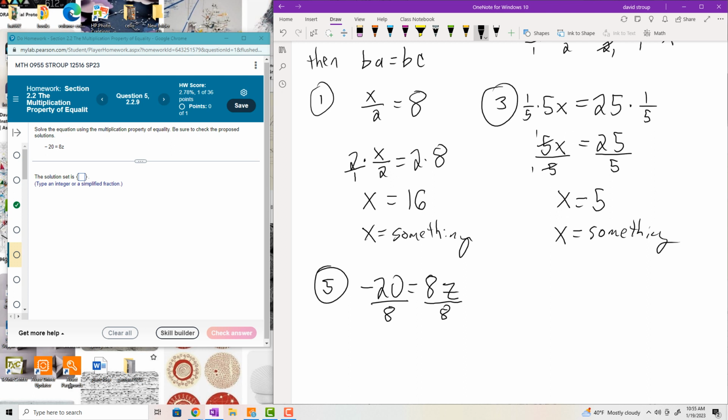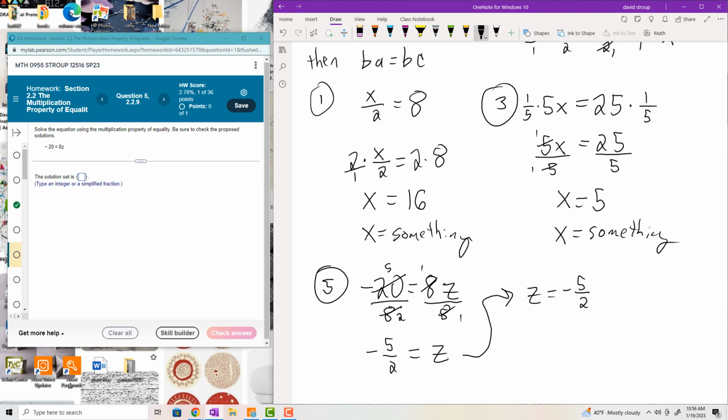On the left, I'll have negative 20 over 8. That's the same thing as, you could divide top and bottom by 4, right? So 20 over 8 is the same as 5 over 2. So you end up with negative 5 halves on the left. 8 over 8 is the same as 1 over 1. So you get 1z over 1, which is just z. And on my test, of course, you would write that as z equals negative 5 halves.